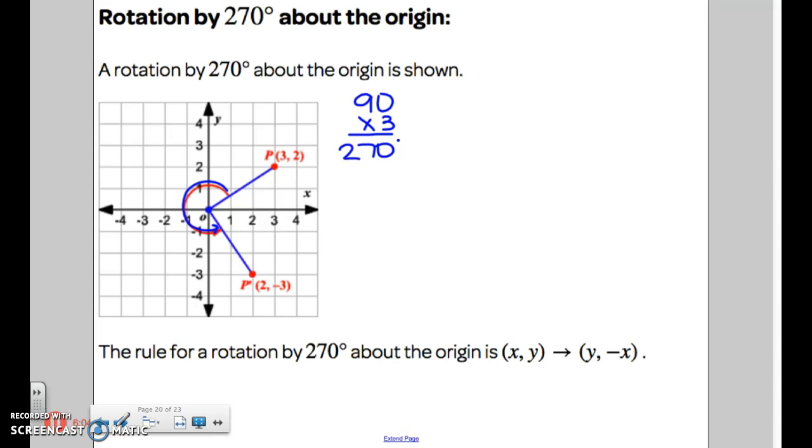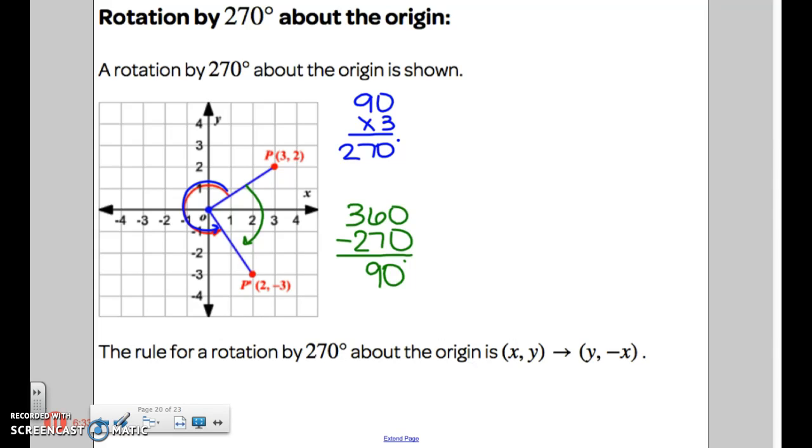If you notice, I only have this little section, it didn't move. If I would do 360 minus 270, I'd be left with only a 90-degree rotation, which may be easier to remember. The same thing that happened with 90 degrees is I flip-flop x and y and then look at the quadrant you're sitting in.